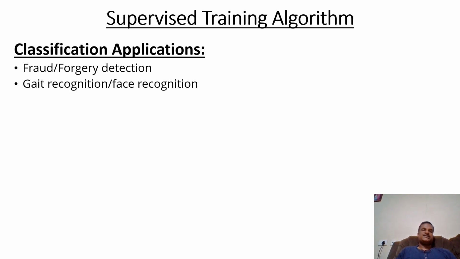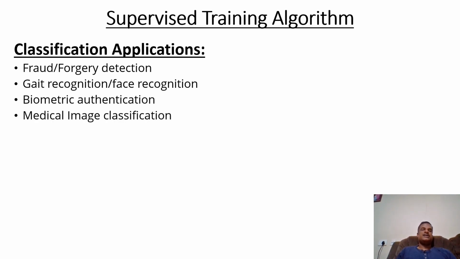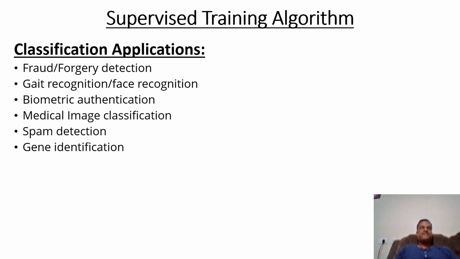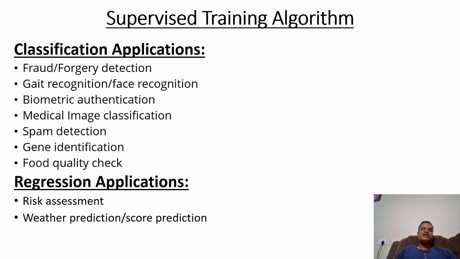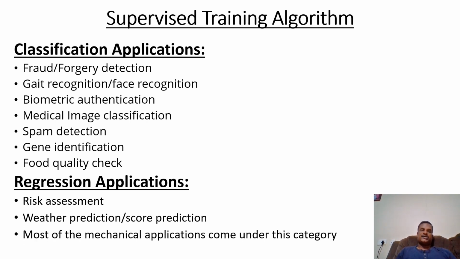These are some examples of classification: fraud or forgery detection, gait recognition, biometric authentication, medical image classification such as brain tumor image analysis, spam detection, gene identification, food quality check. All these are classification applications where you are forced to take a decision whether some input data X is A or B. On the other hand, regression applications are based on mathematical numbers. Your answer is going to be a number, something like weather prediction, score prediction, risk assessment, or stock exchange value prediction. All these fall under the category of supervised training.